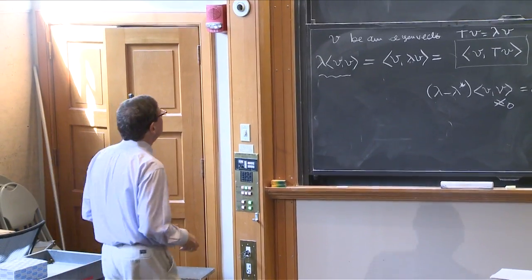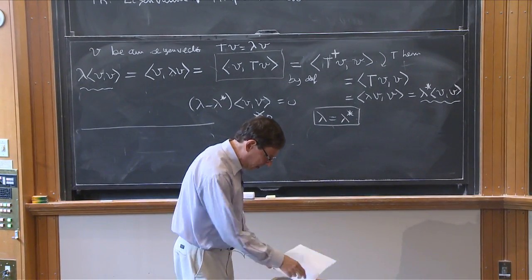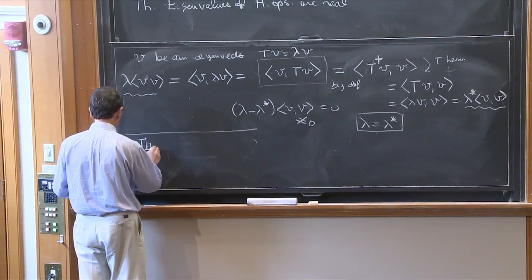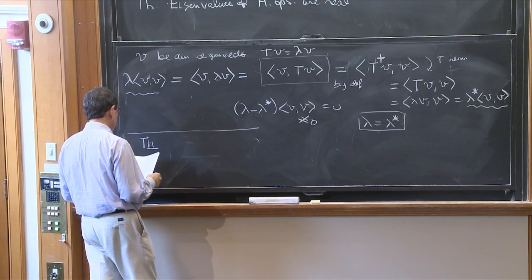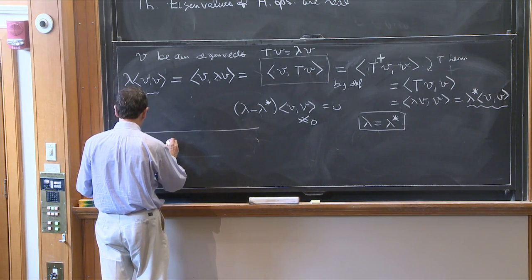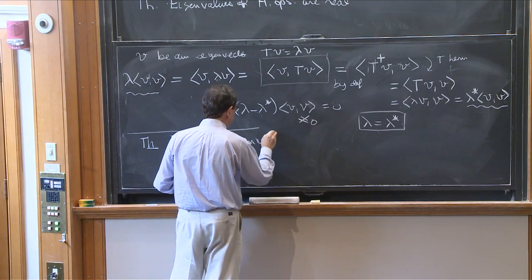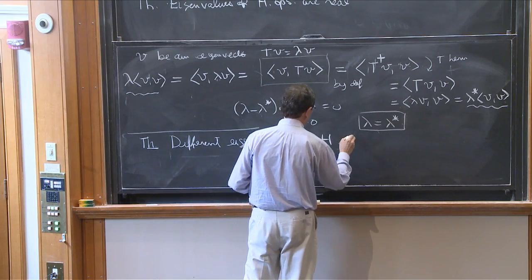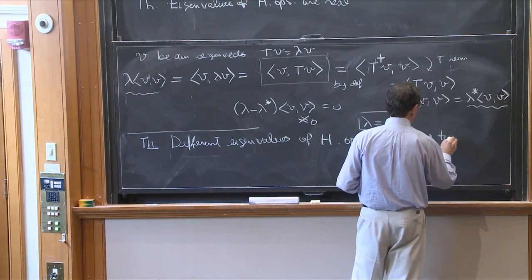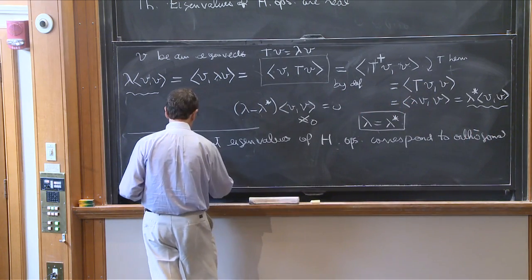relatively straightforward. The second theorem is as simple to prove, and it's already interesting, and it states that different eigenvalues of Hermitian operators correspond to orthogonal eigenfunctions or eigenvectors. So different eigenvalues of Hermitian ops correspond to orthogonal eigenfunctions, eigenvectors, I'm sorry.